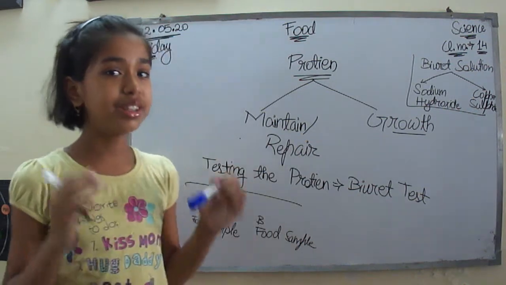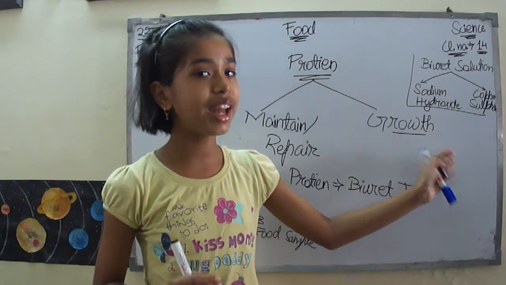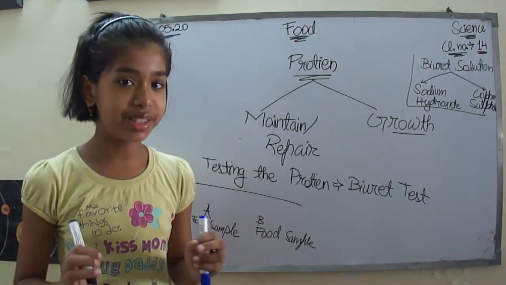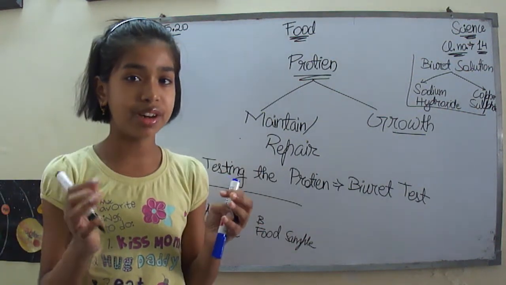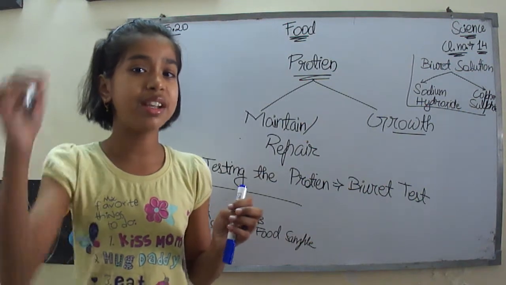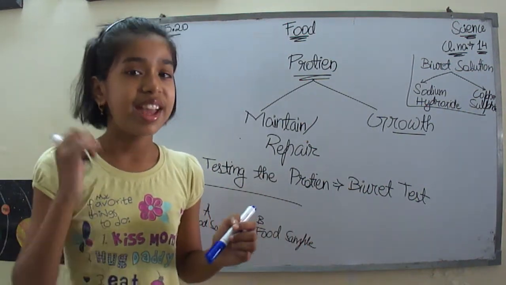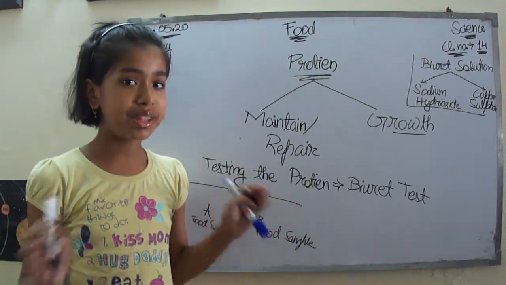For that, I will take the two chemicals, which are sodium hydroxide and copper sulfate. Then I have to put these together with some amount of water, and then I will get a biuret solution. And then I have to add some dropperfuls of that to the food sample.